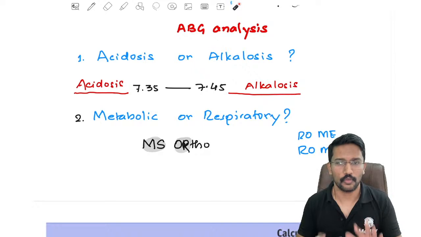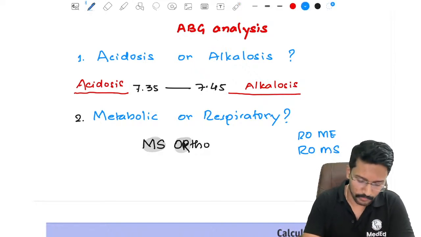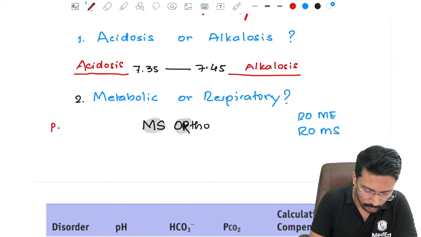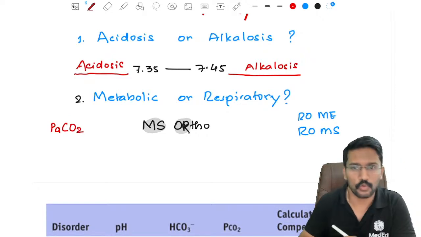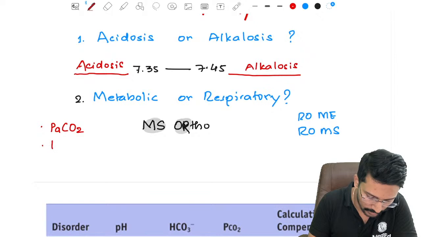Now in this case, to apply this mnemonic to decide whether it is metabolic or respiratory abnormality, I will be interested in mainly looking at 2 parameters. The parameters that I will be interested is partial pressure of carbon dioxide, PCO2 or PaCO2, and the second parameter I would be interested is the bicarbonate.